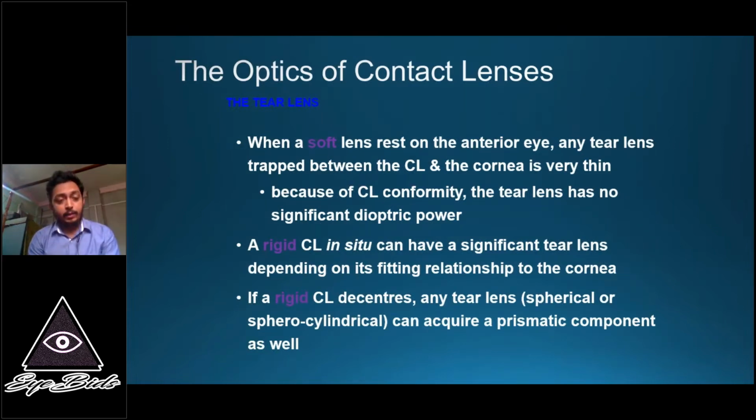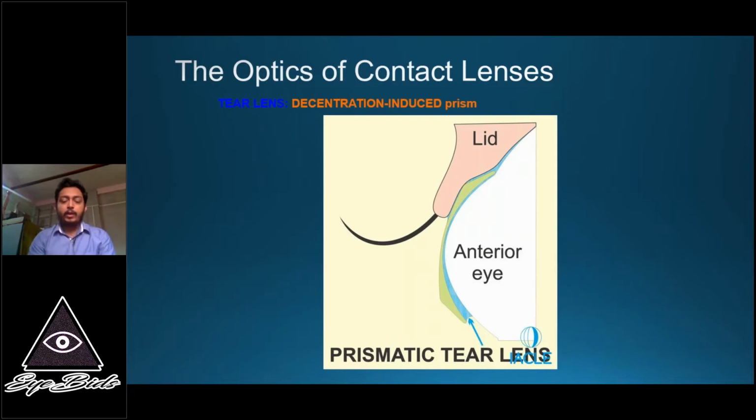So we should discuss the rigid contact lens and PMMA. All of us know PMMA is not an RGP contact lens; it's a hard contact lens because the Dk value, the oxygen permeability, is 0. For RGP and PMMA lenses, the tear lens is very important. Why is it important? Because the tear lens can change the prescription a little bit. Sometimes it can induce some prismatic effect also.